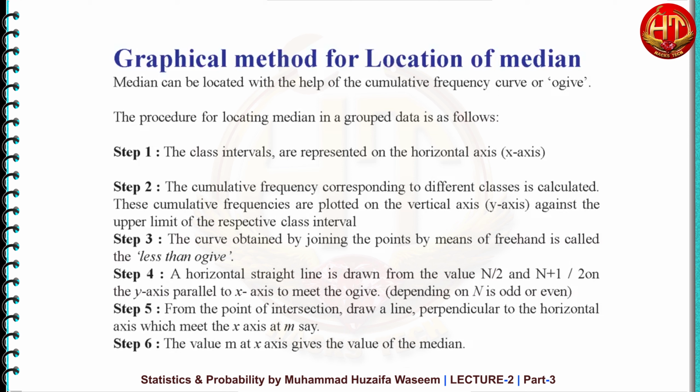The curve obtained by joining the points by means of freehand is called the less than CAH. Then draw by joining the points with the help of a rough hand graph, which is called a polygon. Step number 4, a horizontal straight line is drawn from the value n by 2 or (n plus 1) by 2 on the y-axis, parallel to the x-axis, to meet the CAH. Okay. From the point of intersection, draw a line perpendicular to the horizontal axis which meets the x-axis at the median. The value M on the x-axis gives the value of the median. Okay, let's see an example.